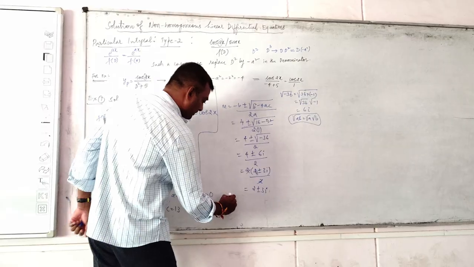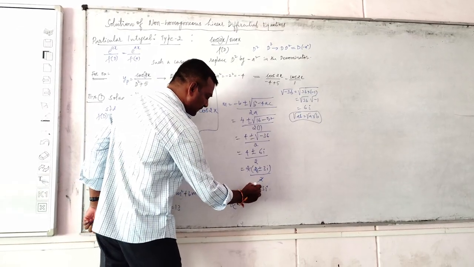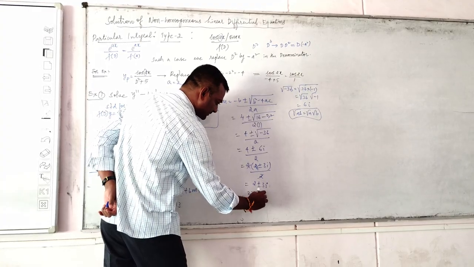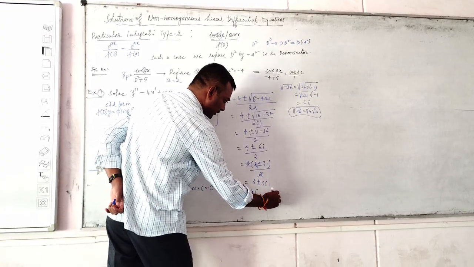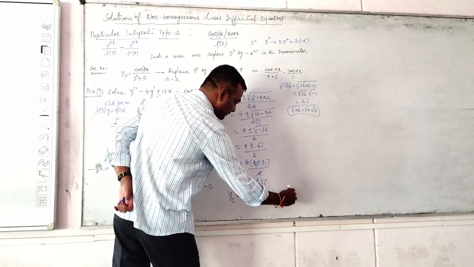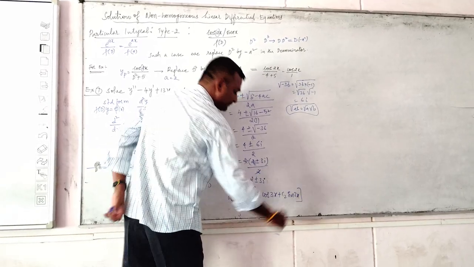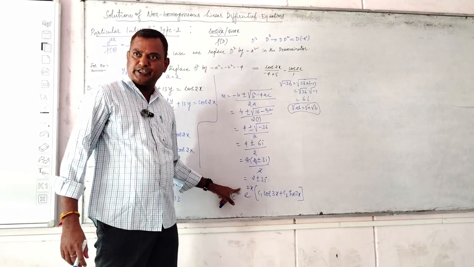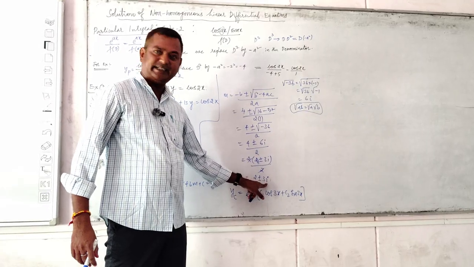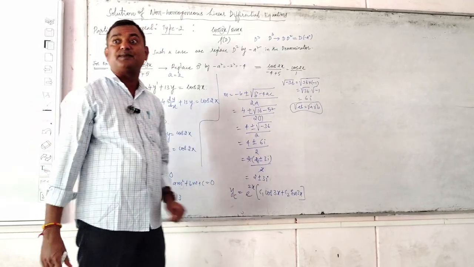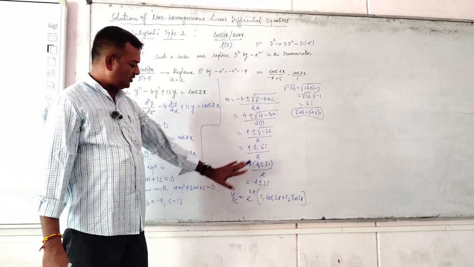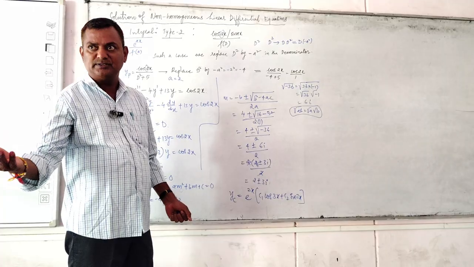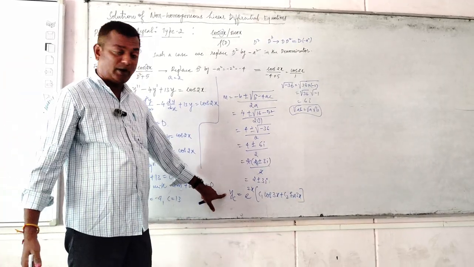So what is the complementary function here? Yc based on 2 plus or minus 3i. This is e raised to 2x into c1 cos 3x plus c2 sin 3x. This first 2 is for the exponential. Next, plus or minus 3i is for c1 cos 3x plus c2 sin 3x. So this is yc, called the complementary function. Now let's go to find the particular integral.